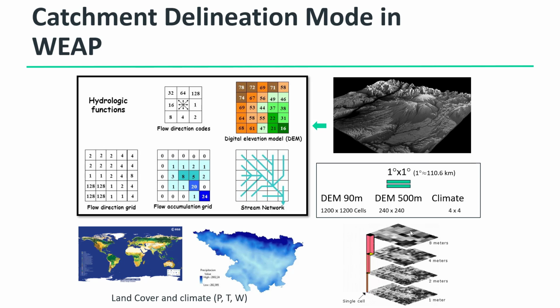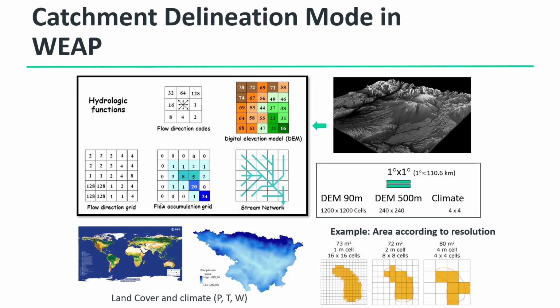Remember that the resolution available for the DEM is 90 and 500 meters, for land cover 300 meters, and climate 28 kilometers. It is very important to keep in mind the basin extension to be modeled and the resolution of the input information in WEAP. The resolution has effects on the calculation of the variables. Here we see an example of area estimation at three different resolutions.